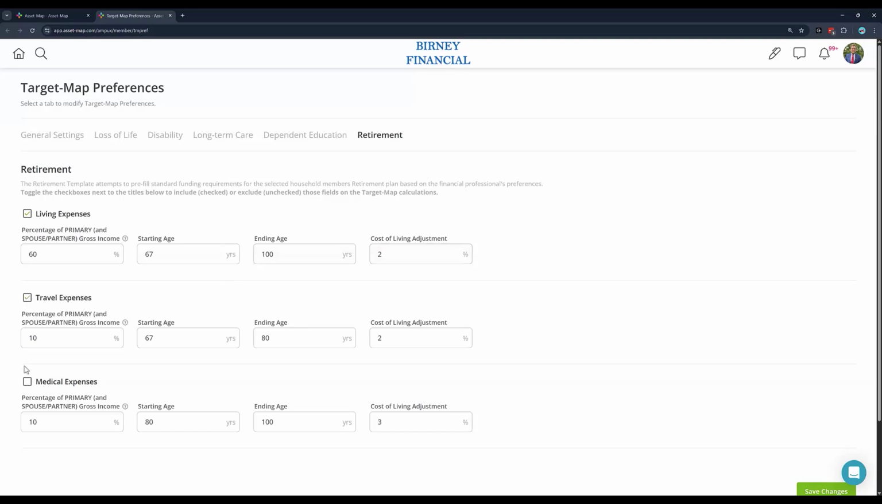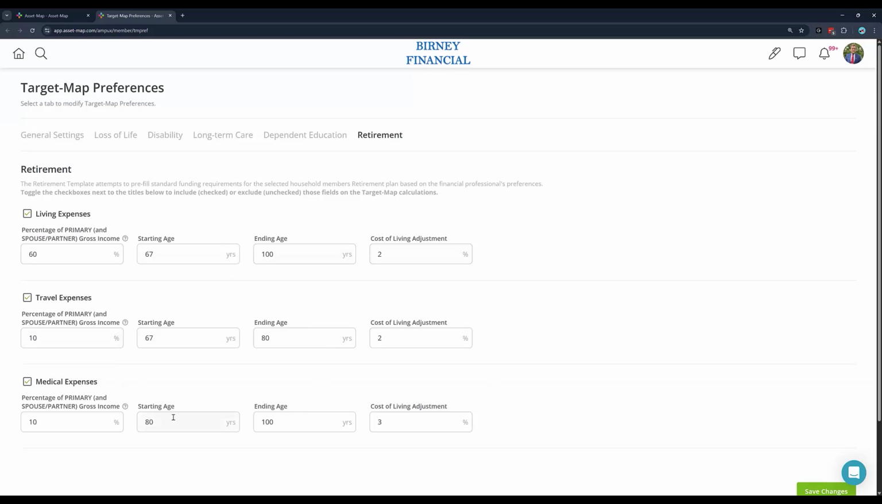I like to include travel and medical because I think it broadens out our conversation a bit more. So I tend to use all 3 of these. Travel is a fun topic. Hey, you've worked so hard. What do you want to do? Where do you want to go? I'm going to give you this much income every year to go do it. Have fun. You've earned it.